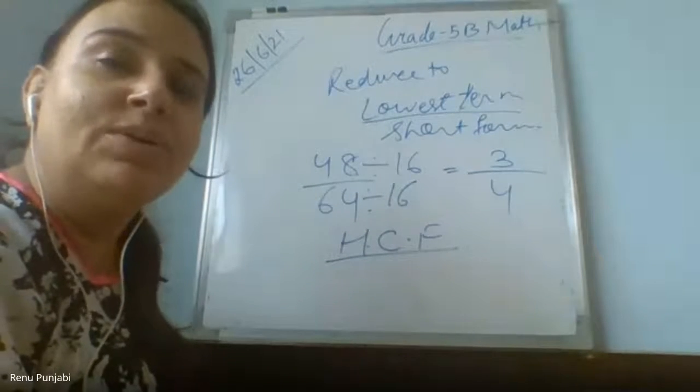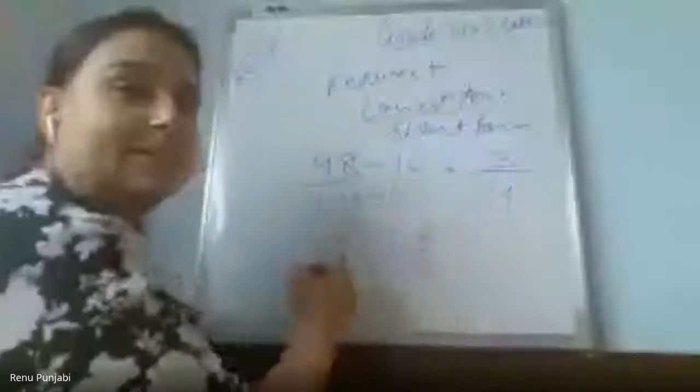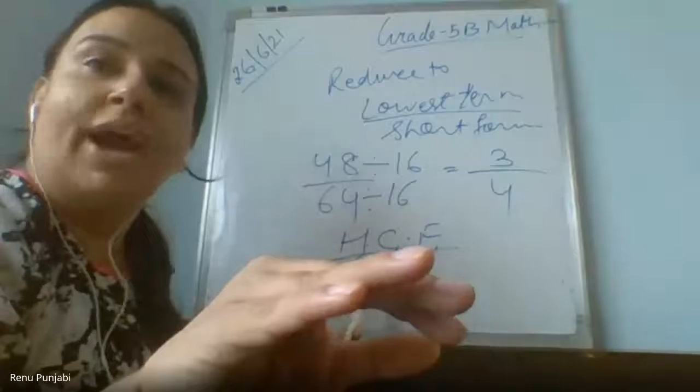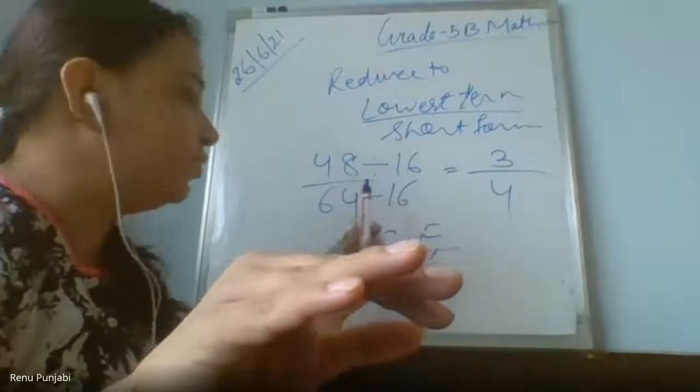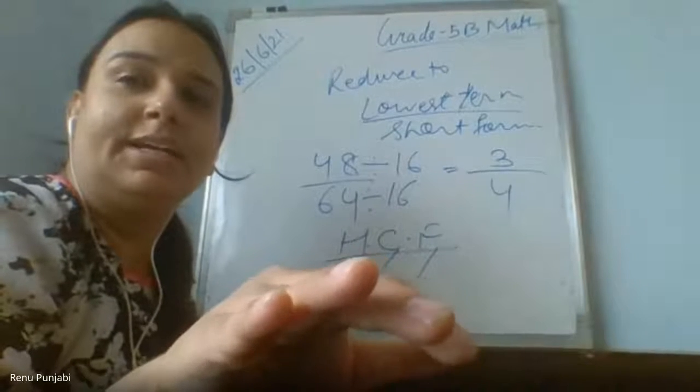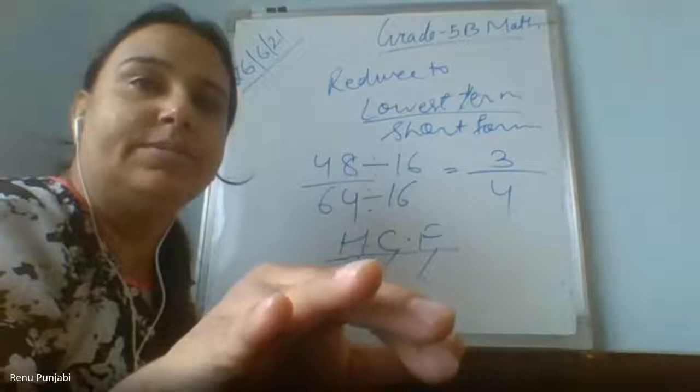What you have taken out? Highest common factor. Ma'am, I know how to find LCM. Yeah, good. So you have found out the highest common factor, which was 16, and then you divided with the 16. Yes, then you got the answer. Let me take the attendance for a minute, and then we continue.